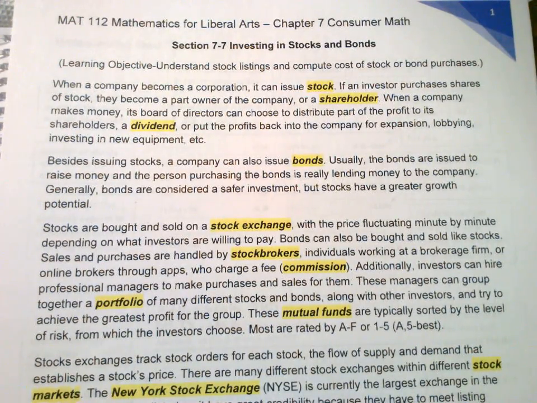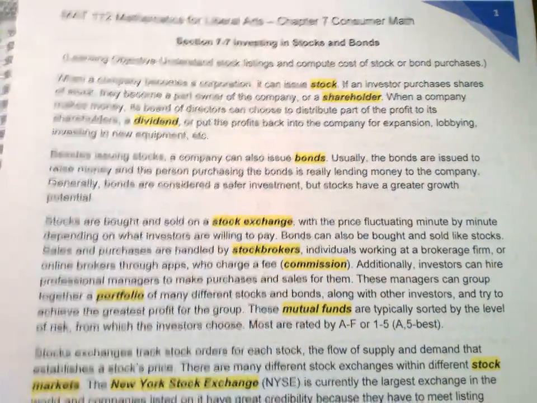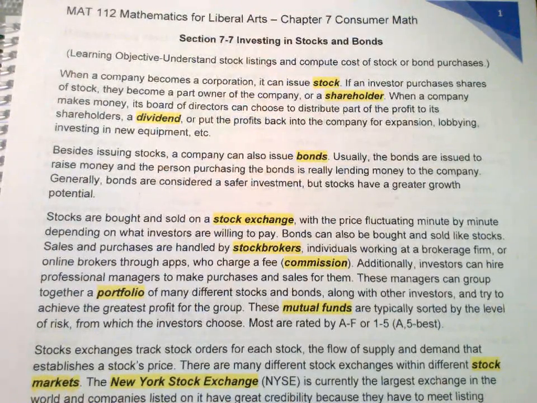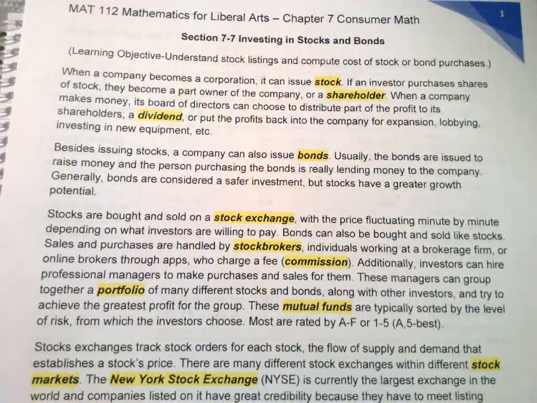All right, this is the last section that we're doing in consumer math for 112. 7.7 is investing in stocks and bonds. We're going to understand a stock listing and compute costs of stocks and bond purchases.